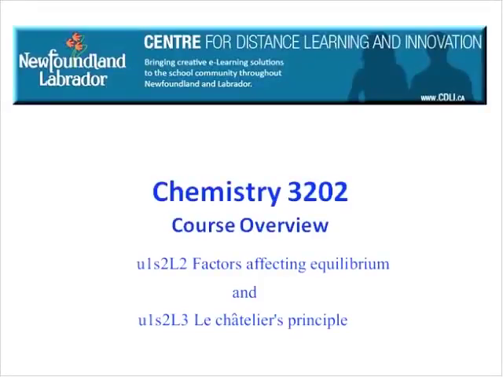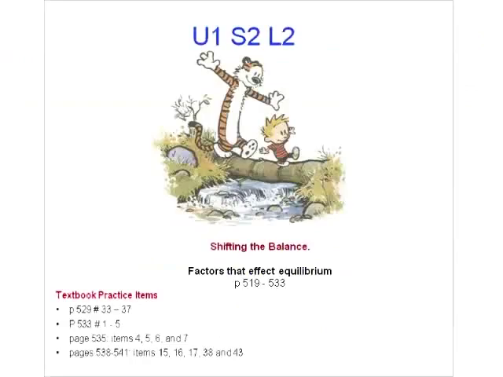Okay, welcome back. Chemistry 3202 course overview. Unit 1, Section 2, Lesson 2, Factors Affecting Equilibrium. And working in with Lesson 2, we'll be dealing with Lesson 3, Le Chatelier's principle as well. Here's a list of the textbook readings and a few practice problems.